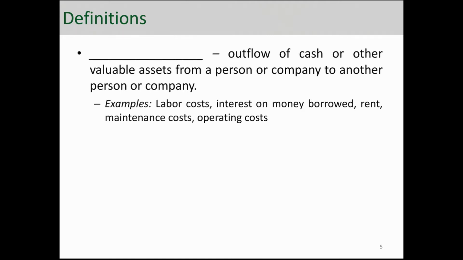The first definition is expenses. Expenses are outflow of cash or other valuable assets from a person or company to another person or company. Labor costs, interest on money borrowed, rent, maintenance costs, operating costs. These are all different forms of expenses. And those are part of the deductions that are available for taxpayers.